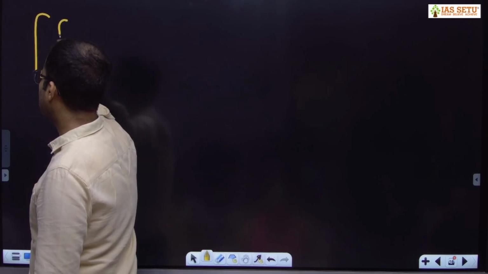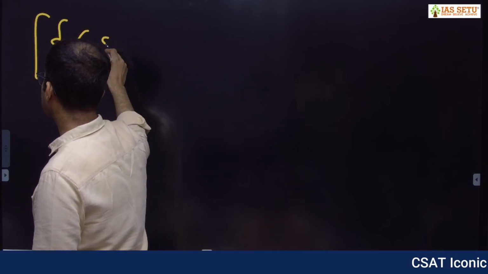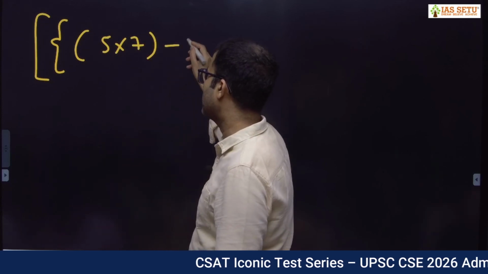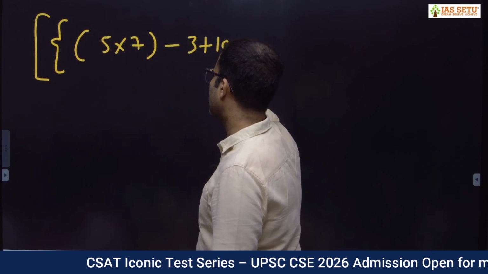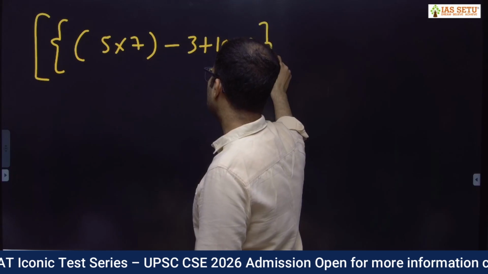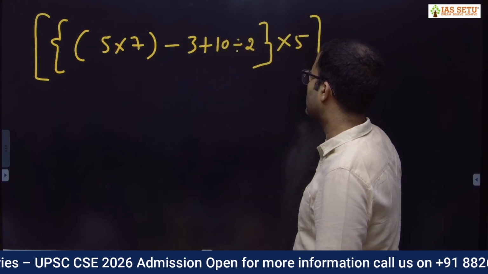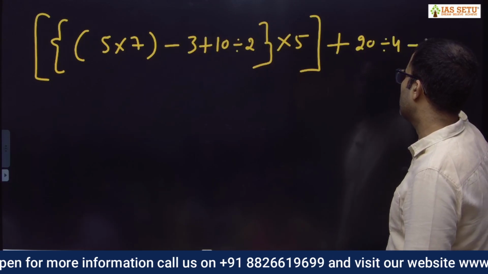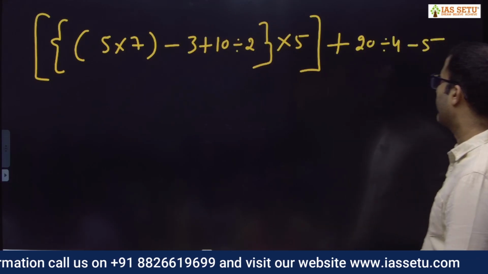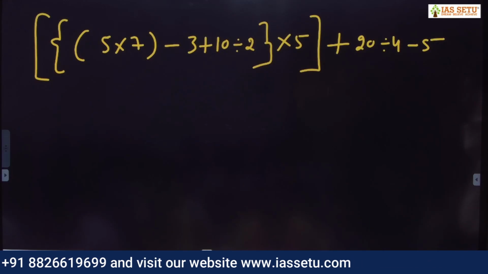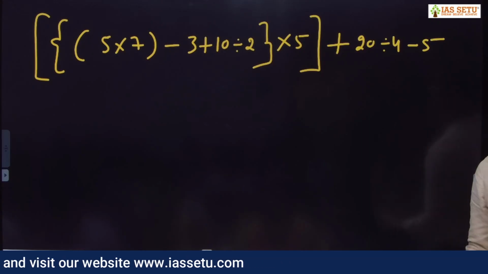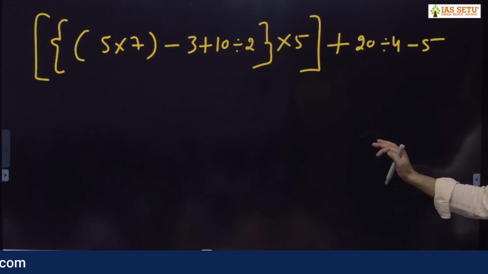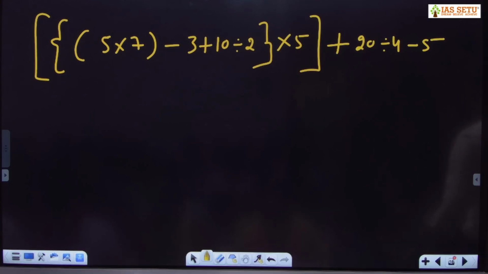Square bracket start, curly bracket start, small bracket start, 5 into 7, small bracket close, minus 3 plus 10 divided by 2, curly bracket close, into 5, square bracket close, plus 20 divided by 4 minus 5. Try, go slow, step by step. Don't be in a hurry. Try this question.